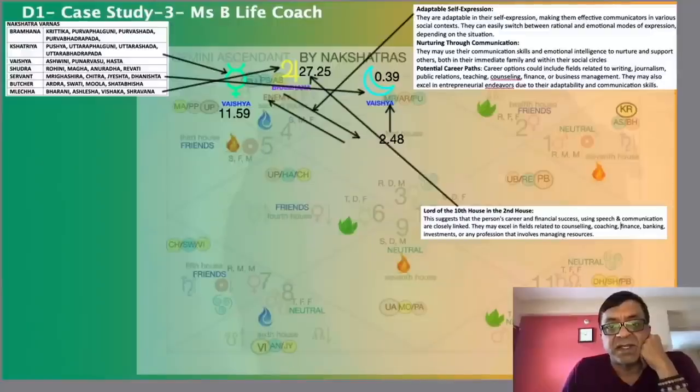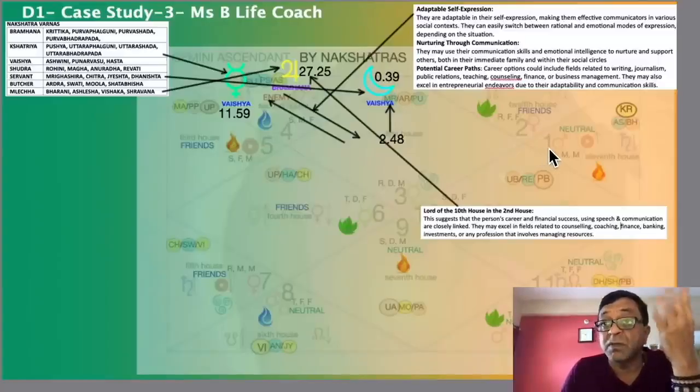Next, let us see the lord of the 10th. The lord of the 10th is Jupiter because she's a Gemini ascendant by natal chart. This suggests that the person's career and financial success come through speech and communication. What does a life coach do? Blah, blah, blah, lots of talk.